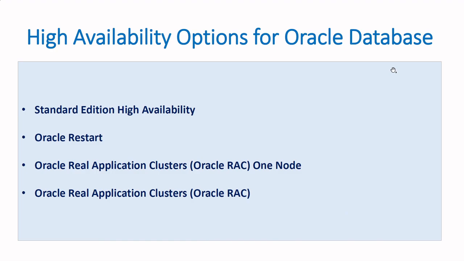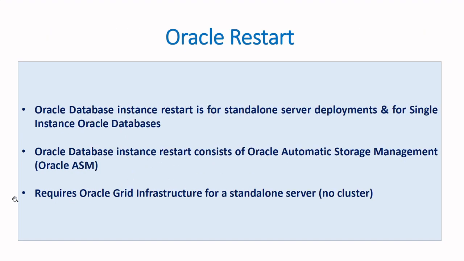Now, what are the high availability options in your Oracle database? When it comes to clustering, the options can be SEHA, which is the Standard Edition High Availability feature, Oracle Restart, Oracle RAC One Node, and Oracle RAC. So these are some of the options. We'll go through all of these options one by one. So what is Oracle Restart? Oracle Restart is a feature, and I think I did not cover SEHA. Yeah, I did cover it.